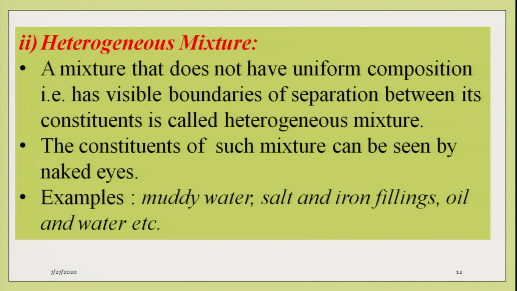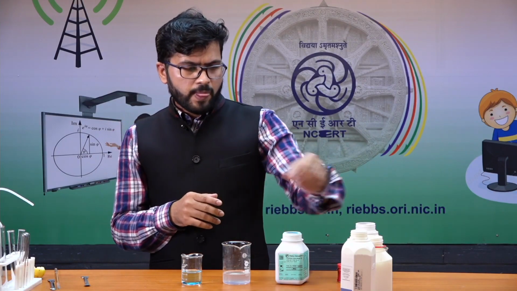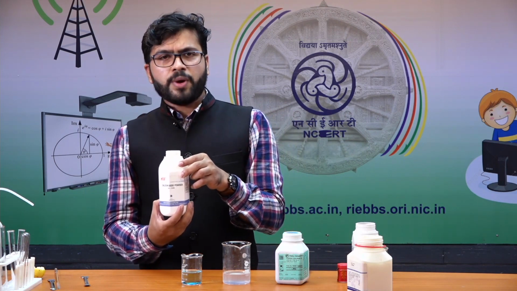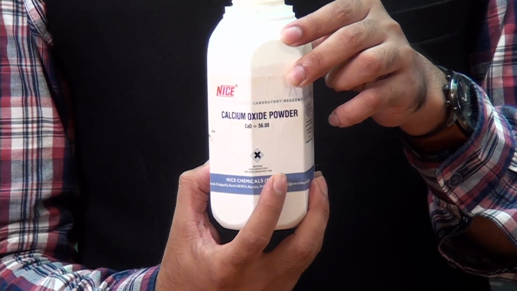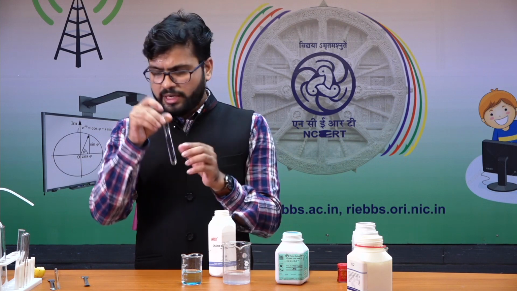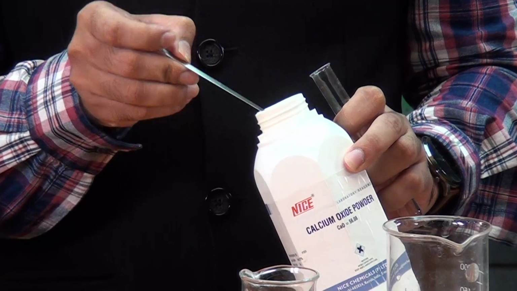that is, has a visible boundary of separation between its constituents, is called a heterogeneous mixture. That means we'll prepare a mixture in which the components will be clearly visible to us. That means we can distinguish between both components. For example, I have calcium powder with me. So calcium powder, that is calcium oxide, I have calcium oxide, and I'll take another test tube containing water and to it I will add calcium oxide.